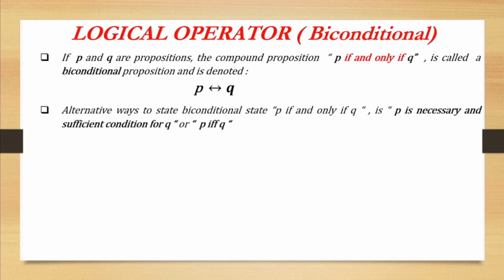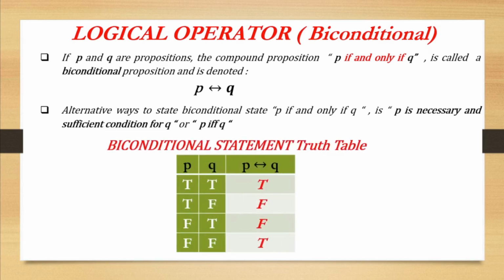Alternative ways to state the biconditional statement P if and only if Q: P is necessary and sufficient condition for Q, or P if Q. The table shows that a biconditional statement will be true if and only if both propositions are both true or both false, otherwise false.